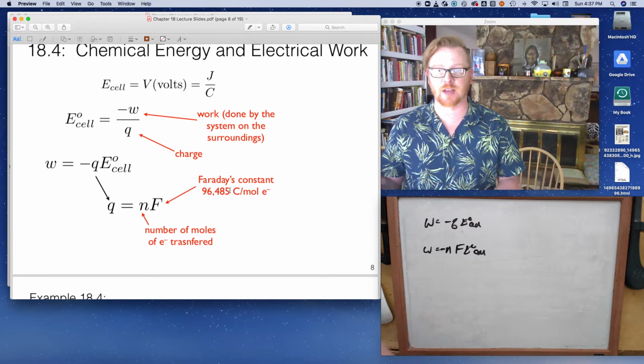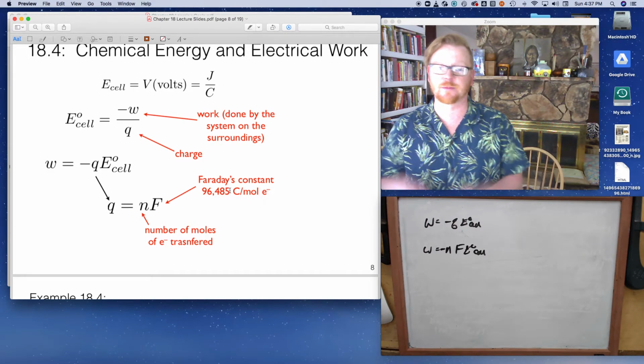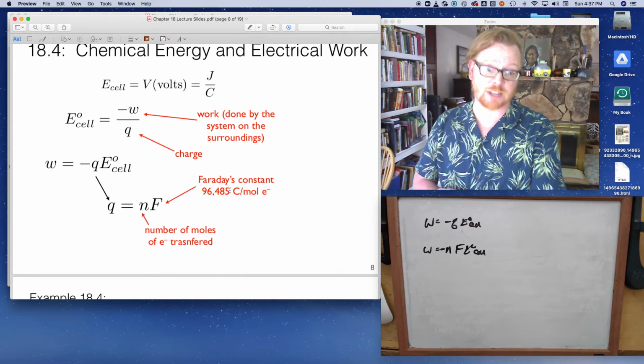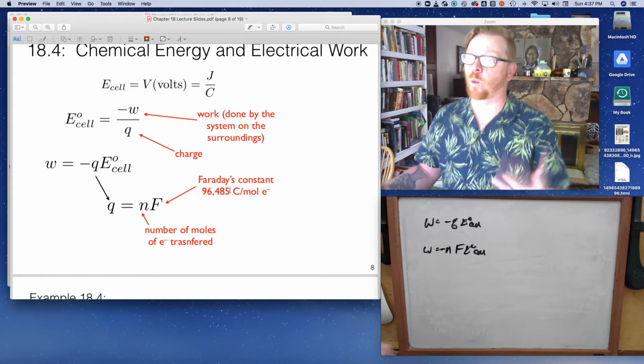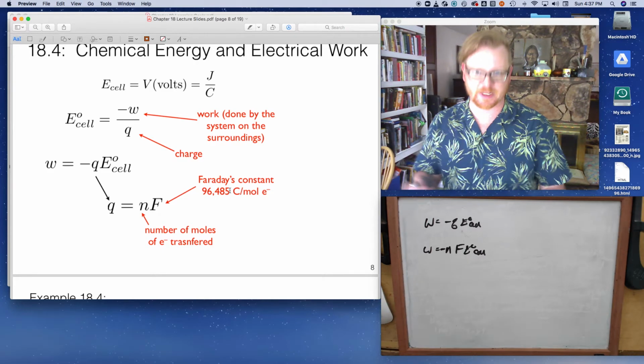So if there was 5 moles of electrons transferred compared to 1 mole, that 5 moles is giving us 5 times more work at the same potential voltage.